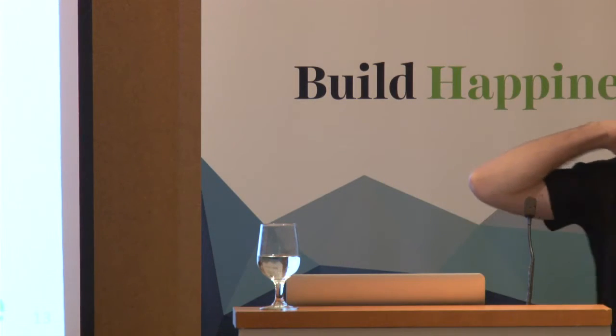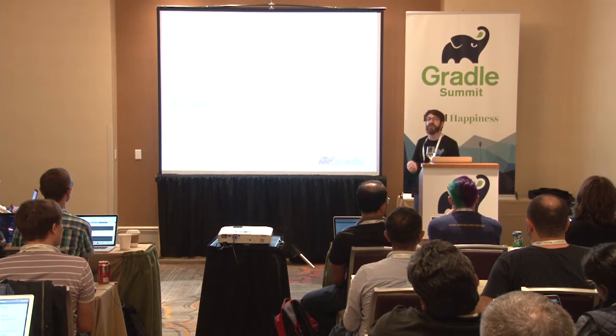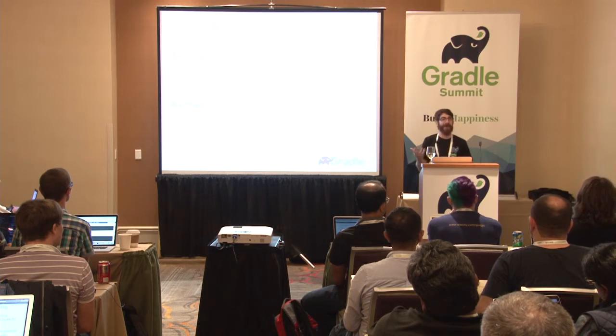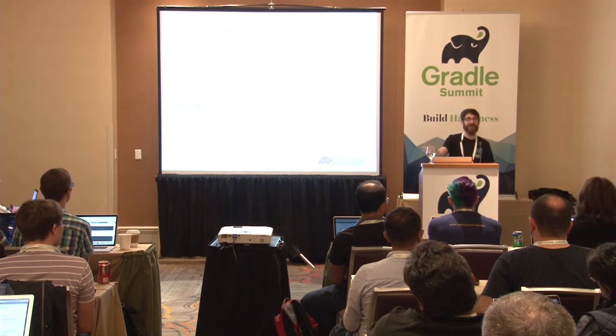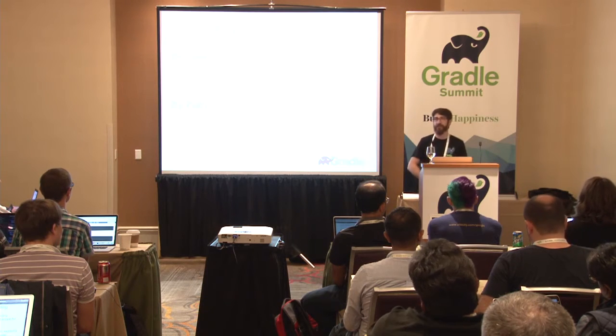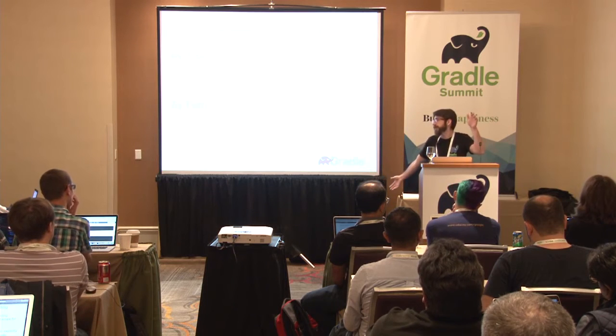Yes, question? Is there an easy way to display what it is? Yeah, so the question is, how do I get the path for a particular model element? The answer is to use the model report, which we're going to show at the very end. Basically, there's a new type of task that we provide that prints out a report of everything that's in the model.